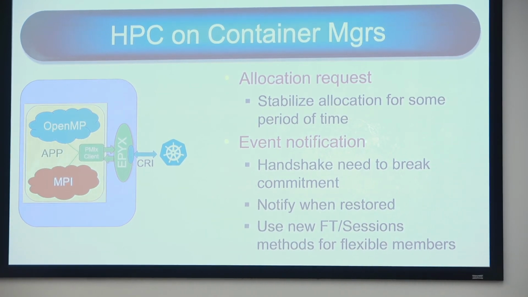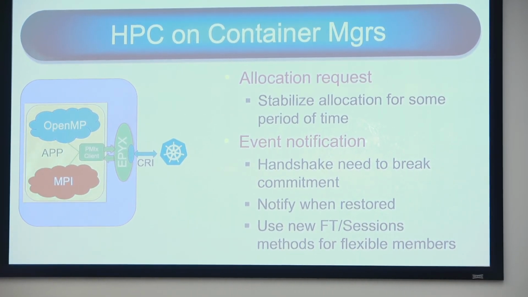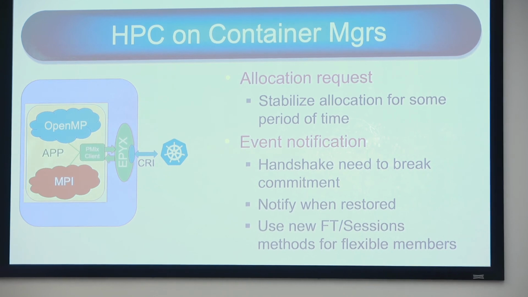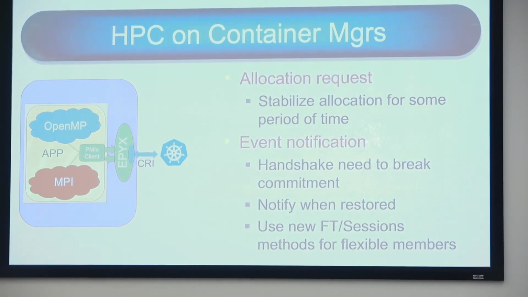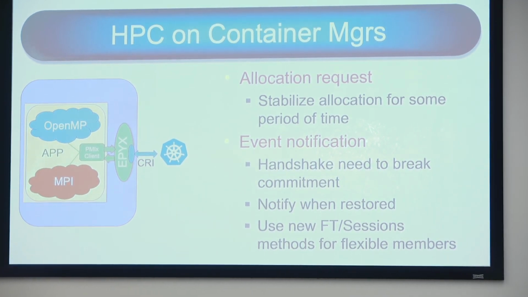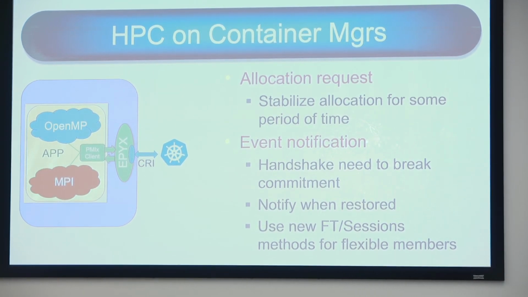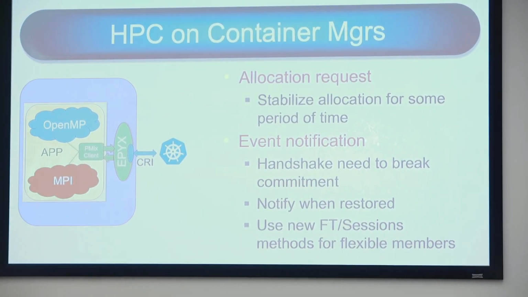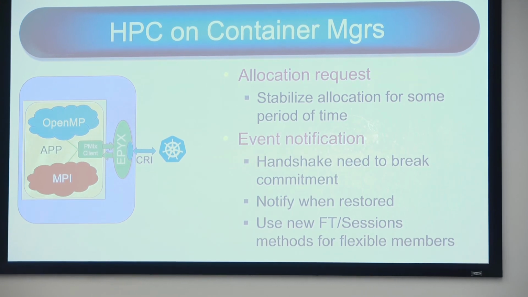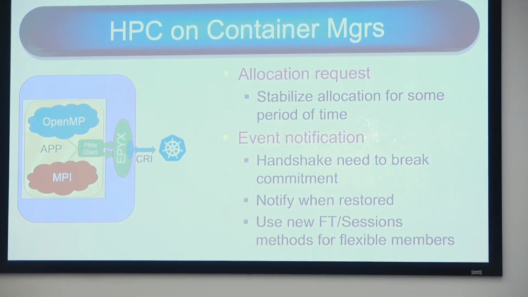So that's easier. So then the other way around is, okay, what if I want to run an HPC on a container manager like this? How do I handle that problem? And we did develop a thing that we're talking to the Kubernetes guys about through Greg's team, and we need to go a little deeper into. But the basic idea is we're going to try and take advantage of the allocation requests and the event notification system to allow an HPC system to say, I need you to stabilize this allocation for some period of time.